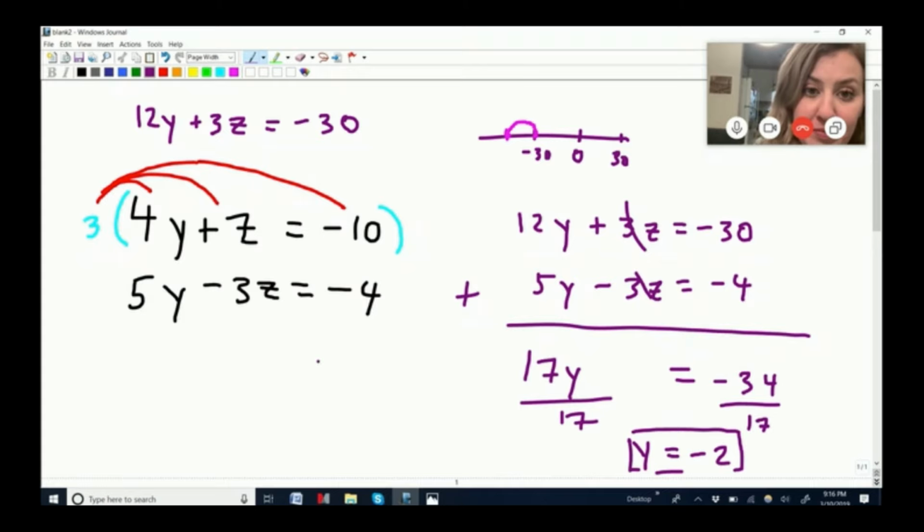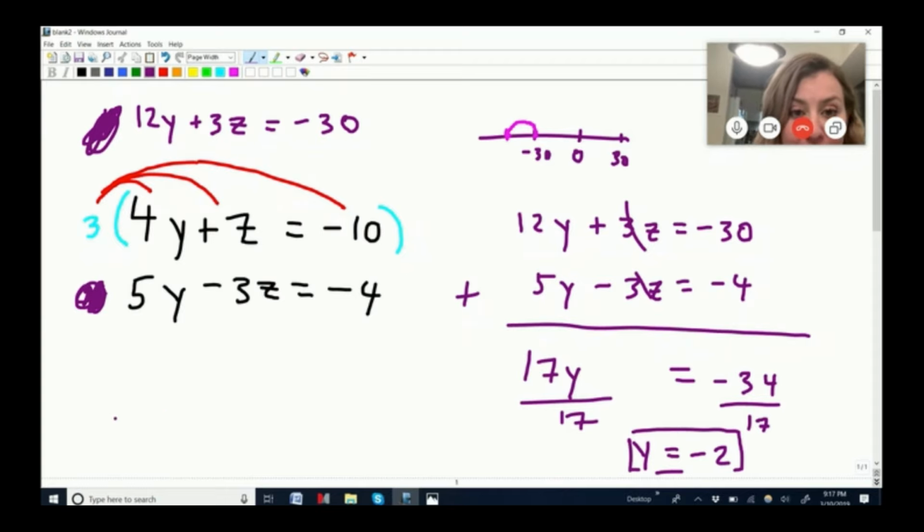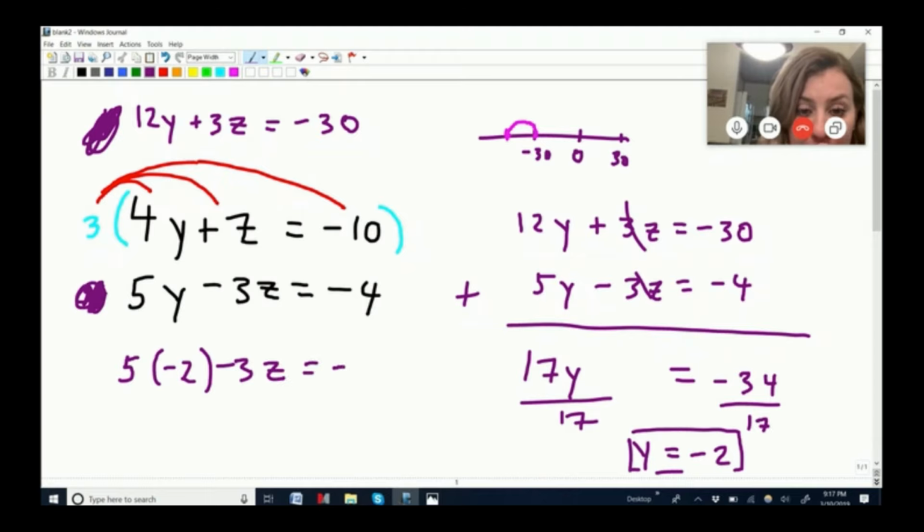And please walk me through, we have this equation right here. We have two to choose from. Which one would you rather work with? It doesn't matter. Let's do the 5y. All right, we'll do the 5y. We're going to mix it up a little bit. I don't have to rewrite it because it's right here. So what could I write after substituting -2 in for y? 5 times what? -2. Good. And then minus 3z equals -4.